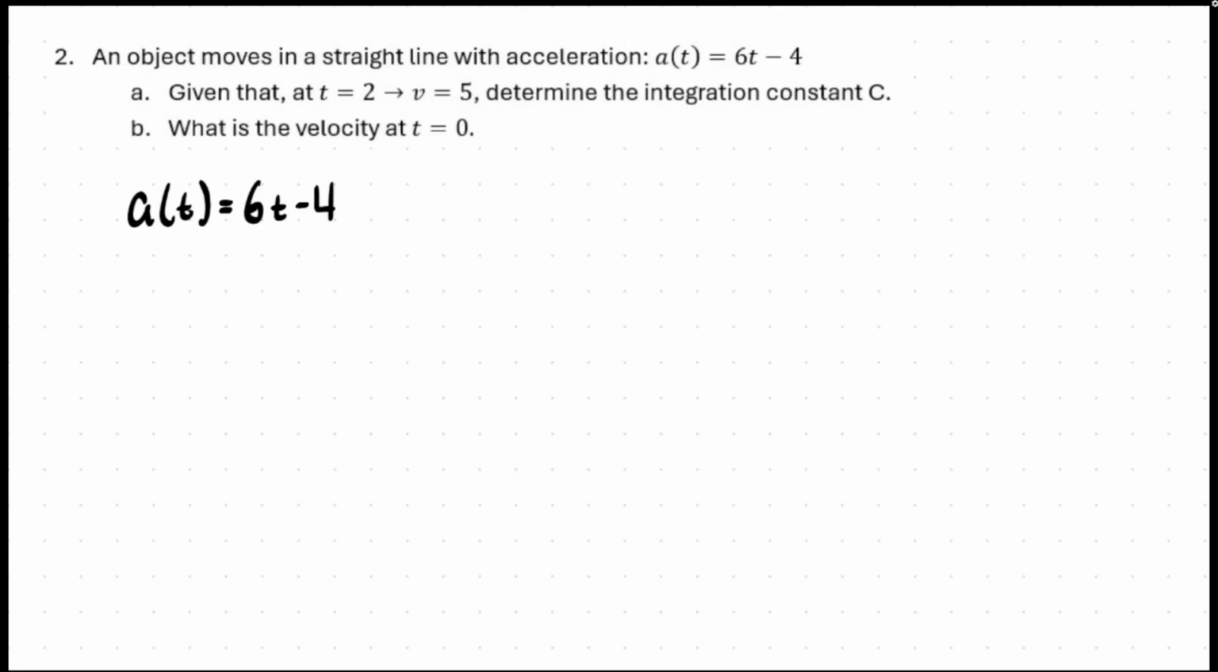So our first step here is recognizing that the acceleration function, we want to go backwards and get to velocity. So how do we get from acceleration to velocity? If you remember, when we went from velocity to acceleration, we did a derivative.